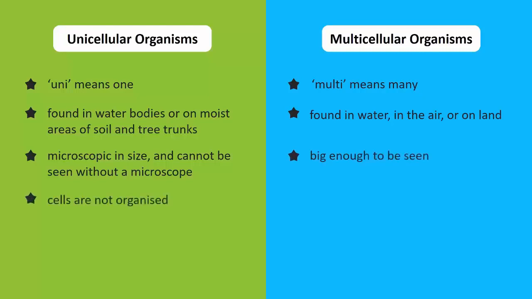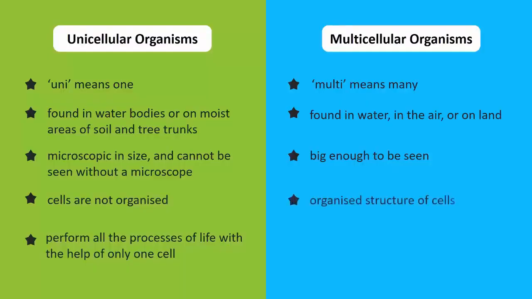The cells in a unicellular organism are not organized. They can perform all the processes of life, such as moving about, feeding, and respiring, with the help of one cell alone. On the other hand, multicellular organisms have organized structure of cells, where each type of cell has a special job to do and supports one another.